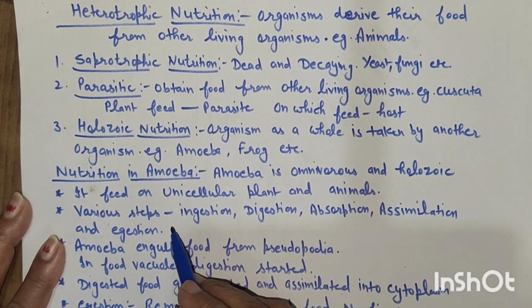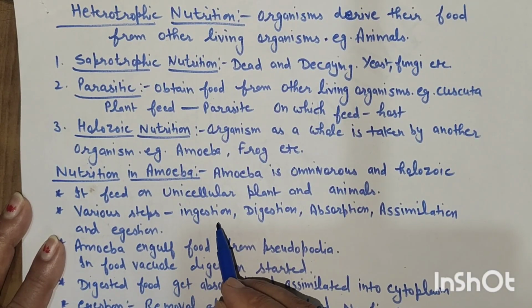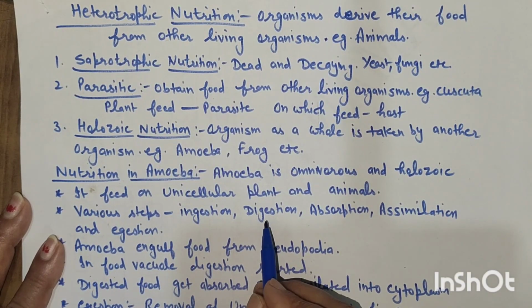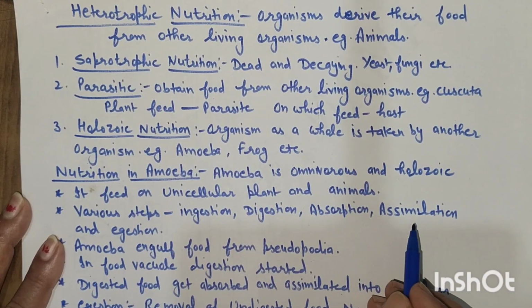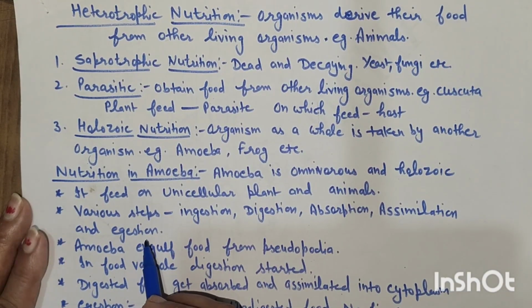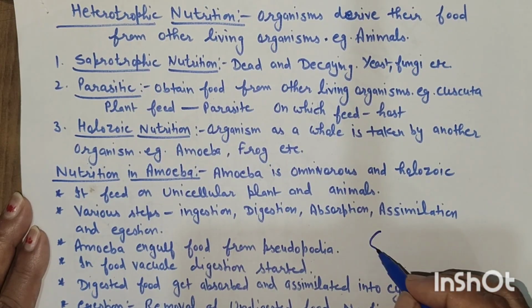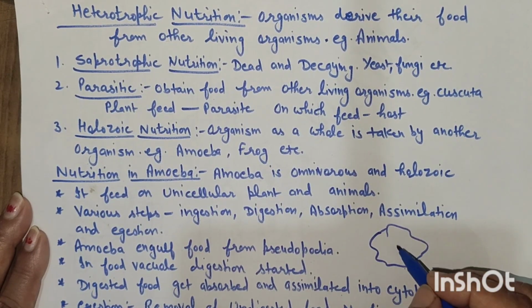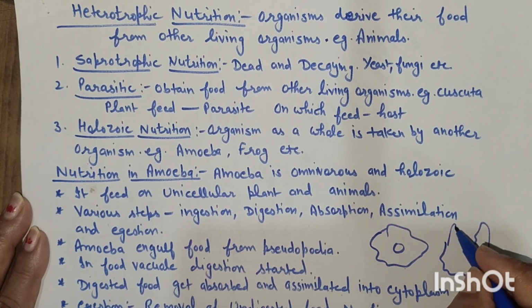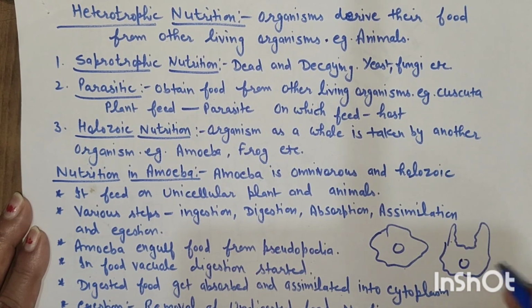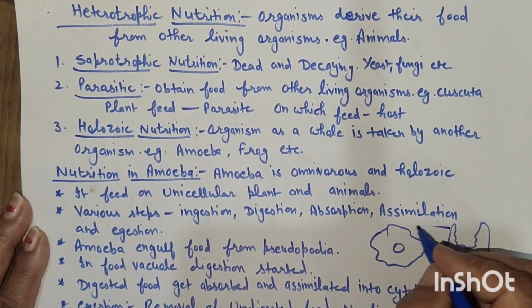Various steps take place during the nutrition of the amoeba: ingestion, digestion, absorption, assimilation, and egestion. Amoeba ingests food with the pseudopodia. This is the amoeba. Here, the amoeba releases some finger-like projections outside the body, and these are called pseudopodia.